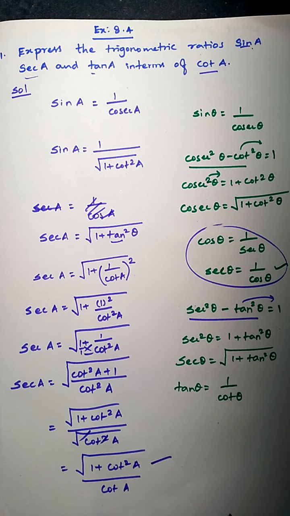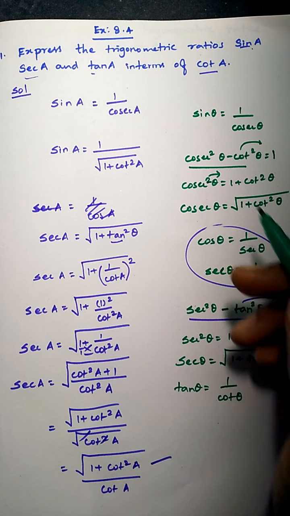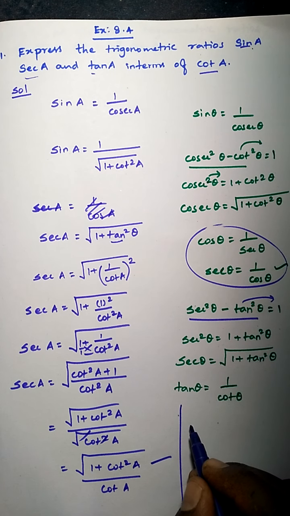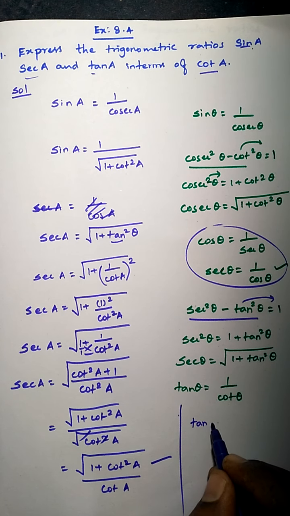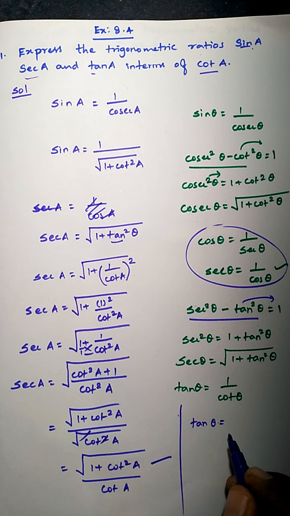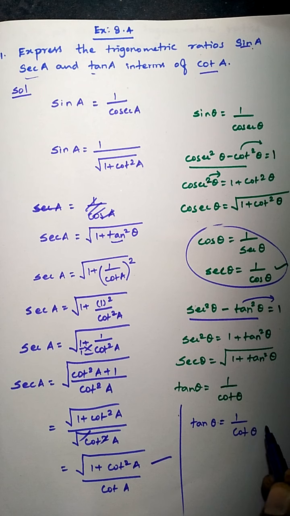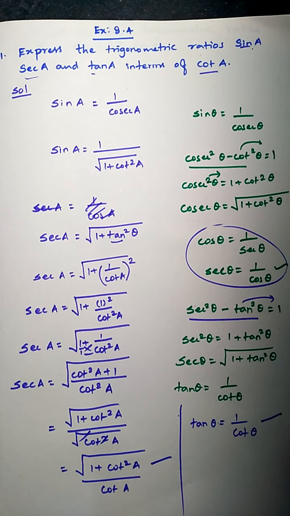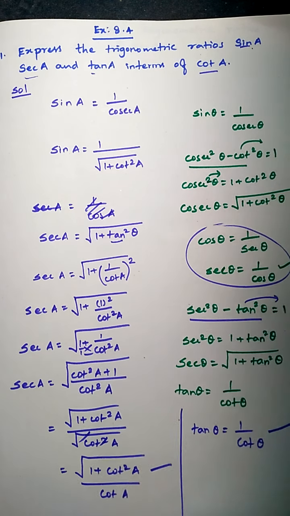Now let's find the third one, here we have tan theta. The tan we have to write in terms of cot only. So directly we know the formula, tan theta is equal to 1 by cot theta. So here itself we got the answer. You need not apply any more formulas. Hope that you understand. If you are very clear with these formulas, you will understand this. Let's move to question number 2.